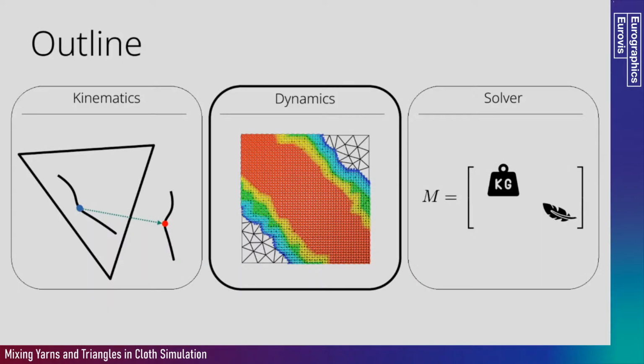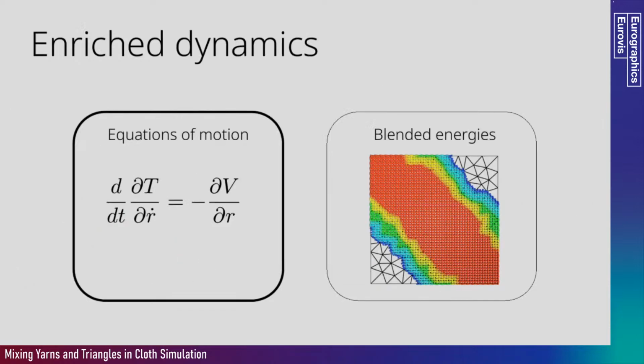Now, I will explain how we obtain the equations of motion for our mixed representation. This section is divided into two parts. First, I will show a generic derivation of the equations of motion for filtered kinematics, and next, I will show how we define kinetic and potential energy that mix triangles and yarns.